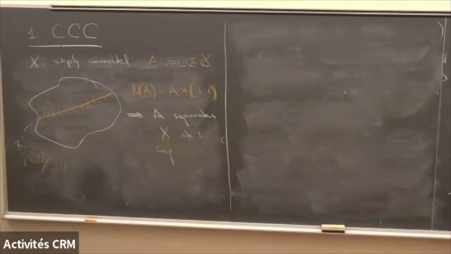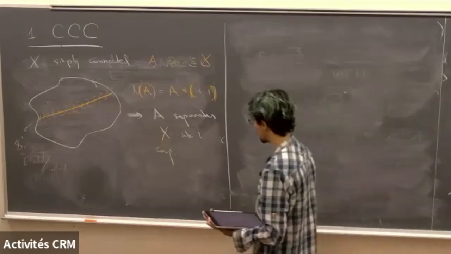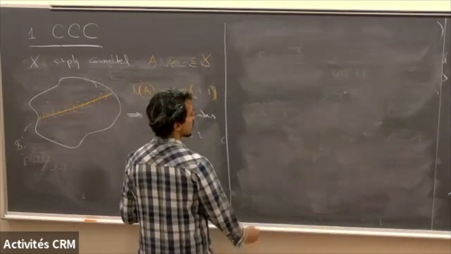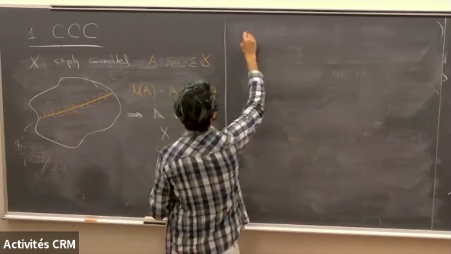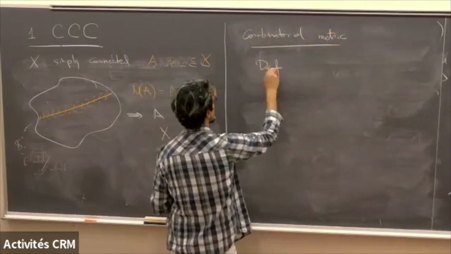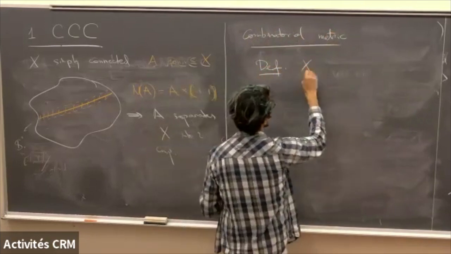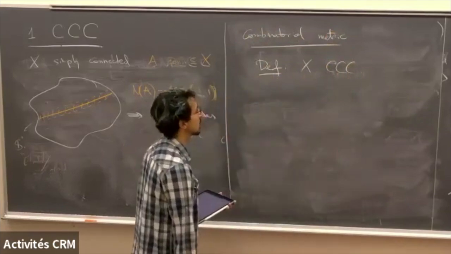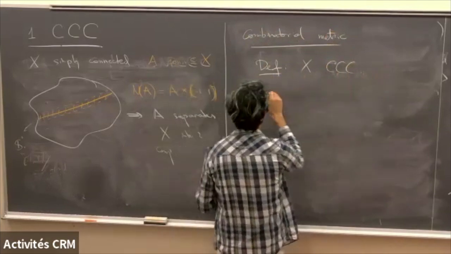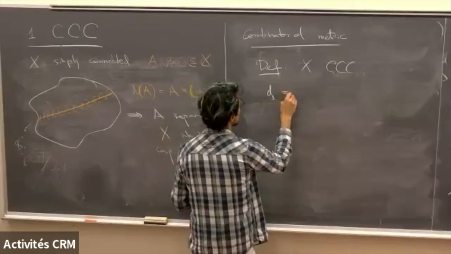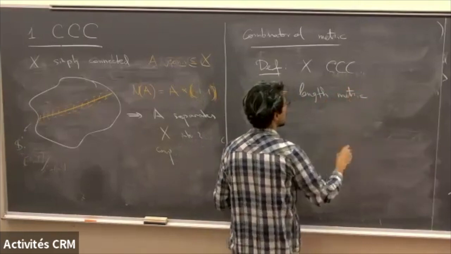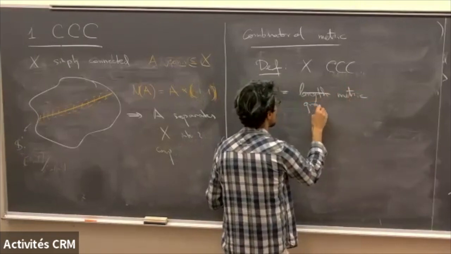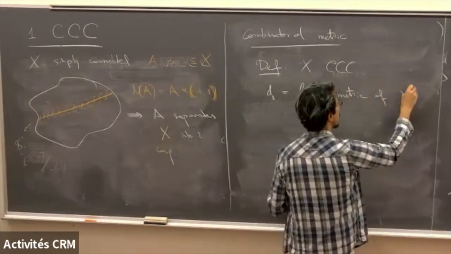Let's see. Why is it so important to have those hyperplanes? Here's one instance of why it's important. We can define a metric using those hyperplanes, the combinatorial metric. Here's a definition that does not use the hyperplanes. Let X be a cube complex, and let's denote by D1 the length metric, or the graph metric, on the one-skeleton of X.